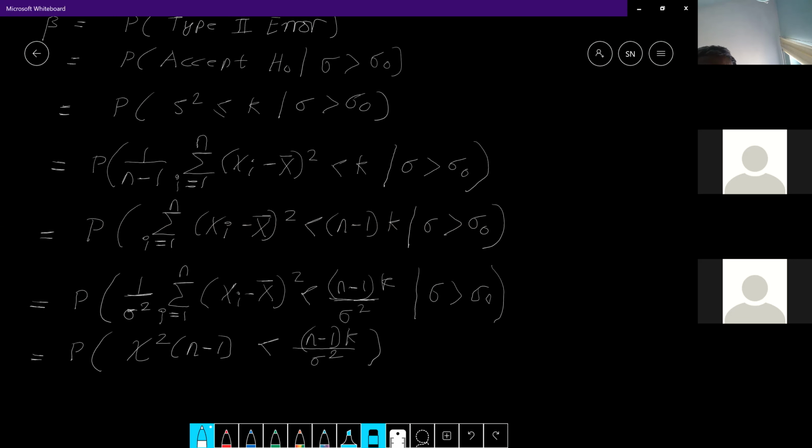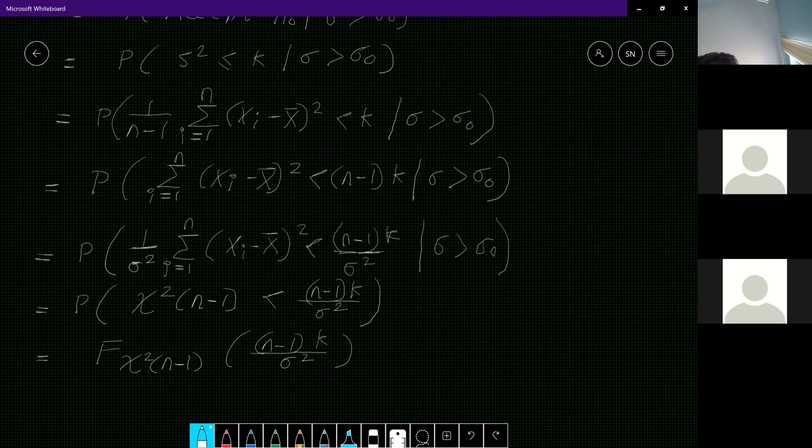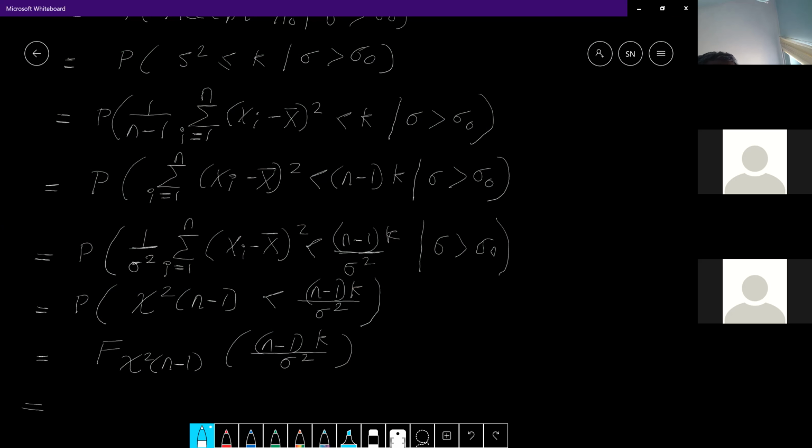Do you guys follow me or no? So it's the same argument I used in the first part of the question, which was to find alpha, right? So now this is equal to the CDF of chi-squared n minus 1 at n minus 1 times k divided by sigma squared, right?